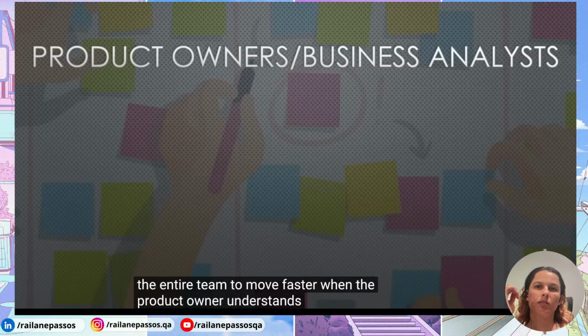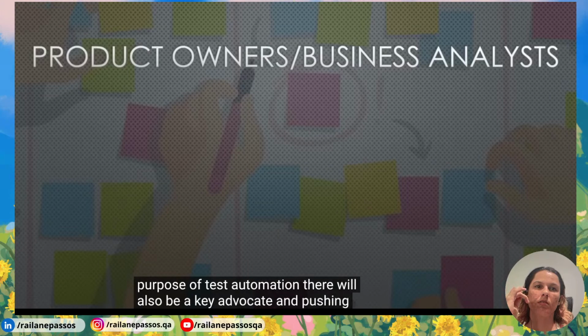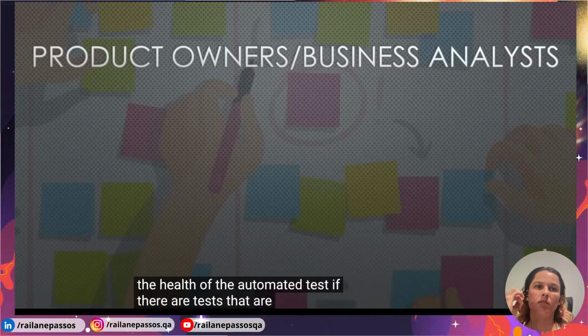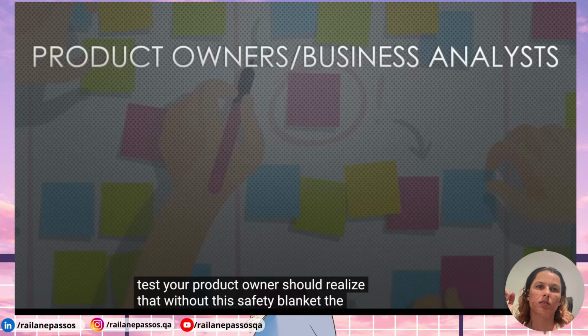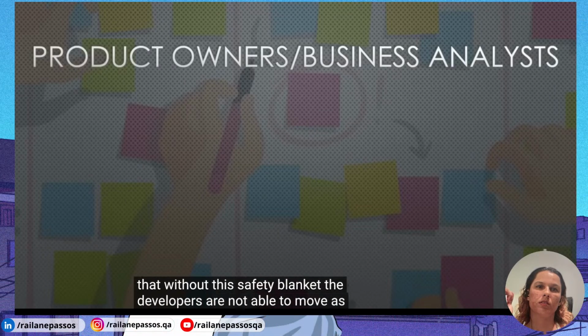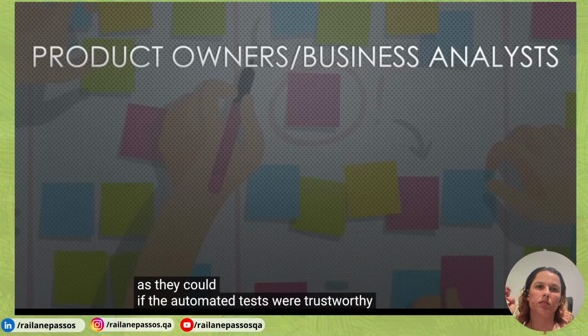When the product owner understands the goal and purpose of test automation, they will also be a key advocate in pushing for the health of the automated tests. If there are tests that are failing and your team finds itself in a position where no one has the time to update the test, your product owner should realize that without this safety blanket, the developers are not able to move as fast as they could if the automated tests were trustworthy.